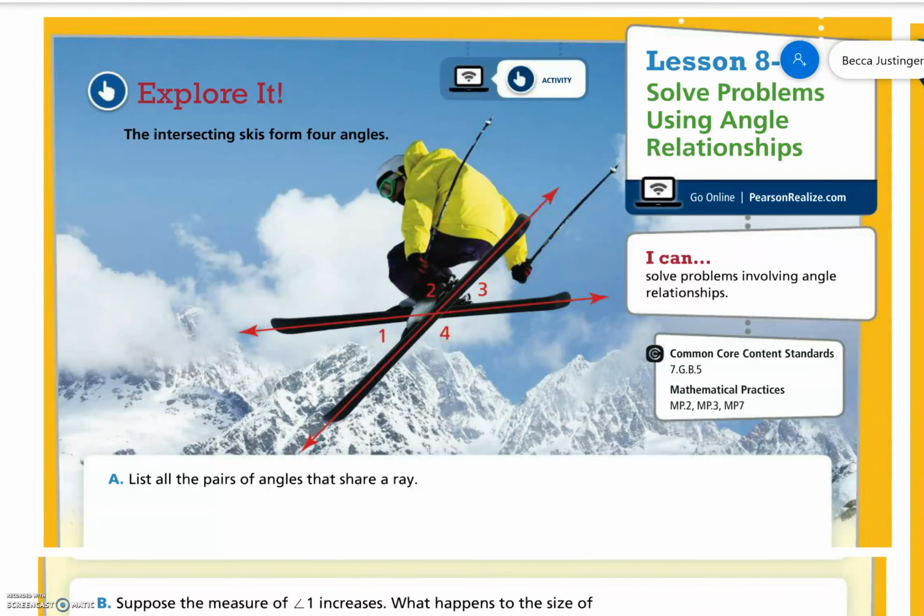Hi, 7th grade. Welcome to lesson 8.4, Solve Problems Using Angle Relationships. By the end of the lesson, I want you to be able to say, I can solve problems involving angle relationships.